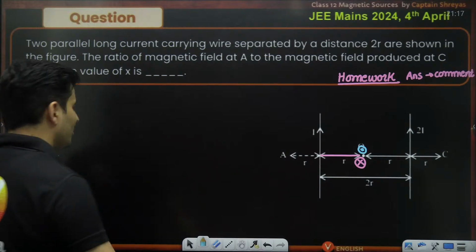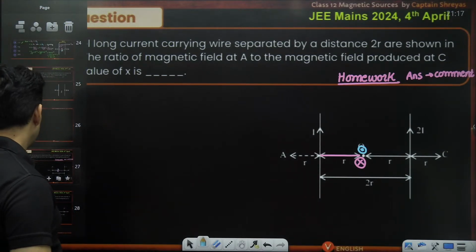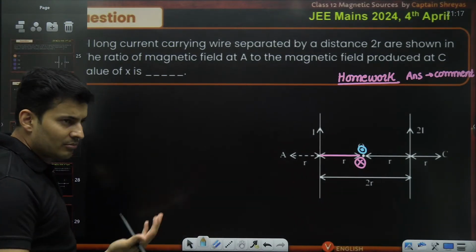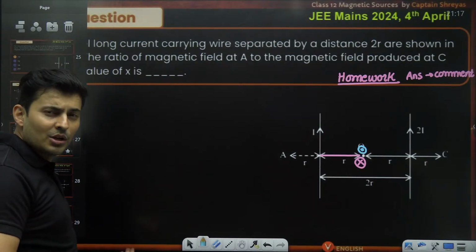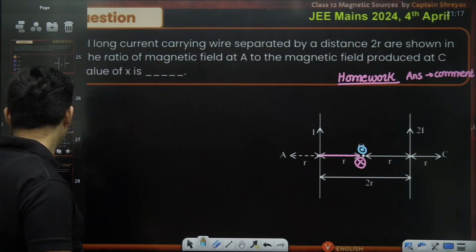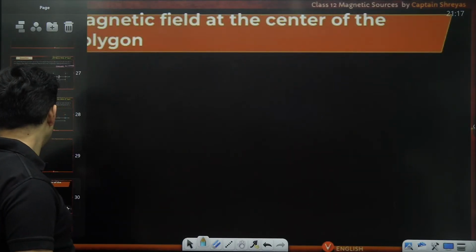Okay, so try this question out. The answer should be there in the comments, and you will get the PDF after some time. The solution, the answer key, everything will be there. Okay, and just going ahead now.